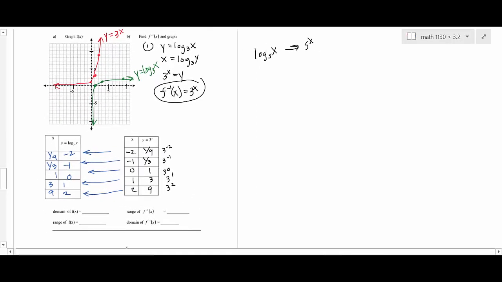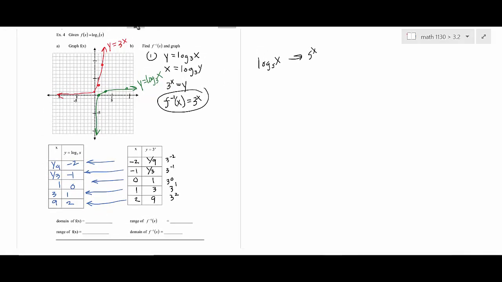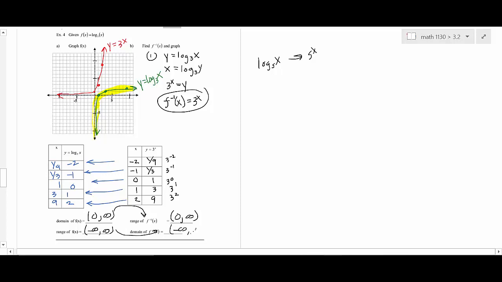All right, so let's look at this then, the domain of f of x. F of x is the logarithm. So here is the logarithm, the yellow graph. What is the domain of the yellow graph? 0 to infinity, good. What's the range of the yellow graph? All real numbers, -infinity to infinity, okay? So here's what happens. What happens to the domain of the original function? It turns into the range of the inverse. So you just automatically write those down. The range of f of x, what does that turn into? The domain of the inverse.